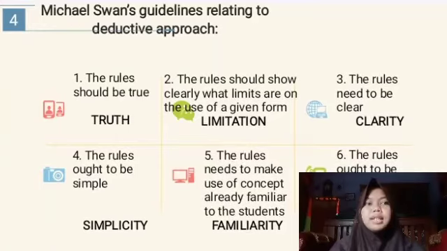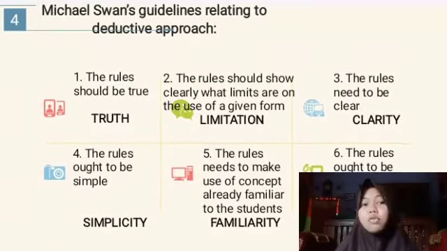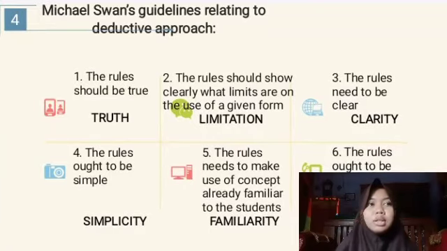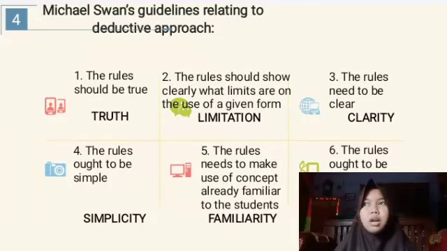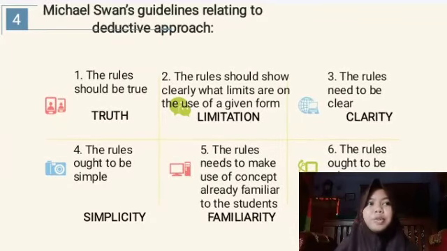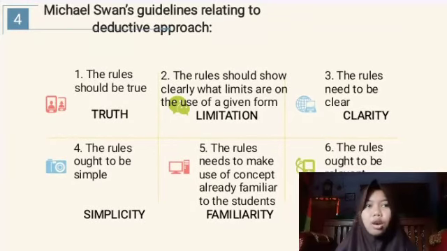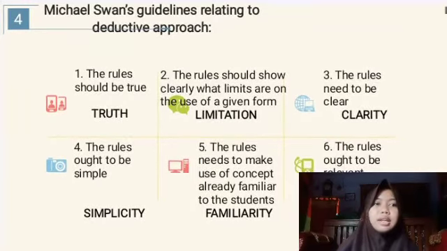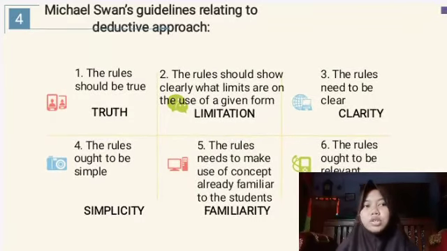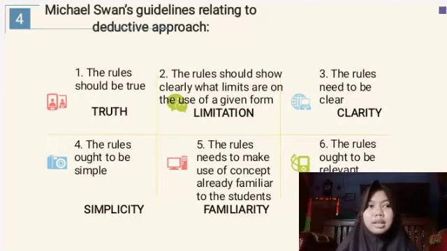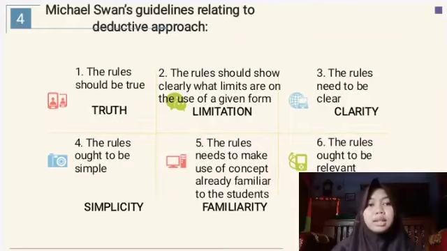Fifth, familiarity. It means an explanation should try to make use of concepts already familiar to the learners. Few learners have specialized knowledge of grammar, although they may well be familiar with some basic terminology used to describe the grammar of their own language. And the last one is relevance. It means that the rule should answer only those questions that the student needs answered. These questions may vary according to the mother tongue of the learner.